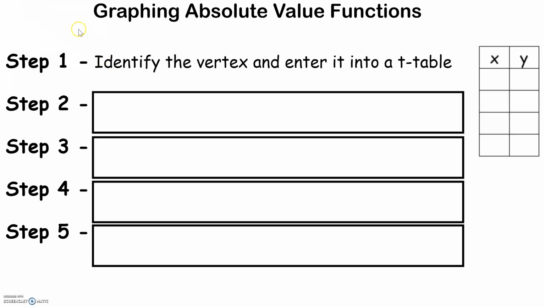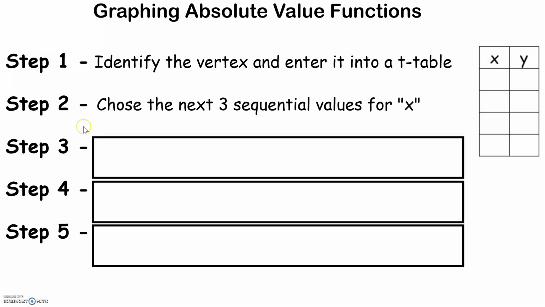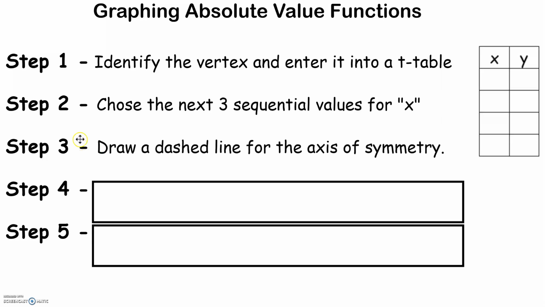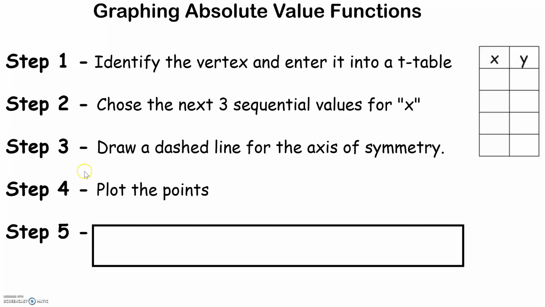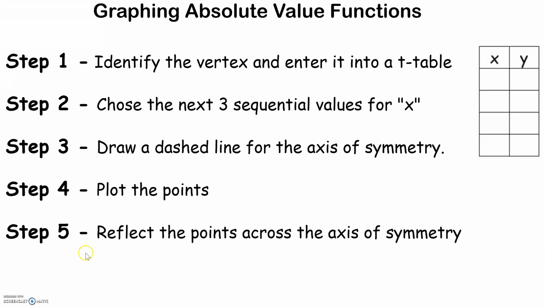The first step is to identify the vertex from the function and enter it into the t-table. Then you're going to choose the next 3 sequential, that means in order, values for x. Then you're going to draw a dashed line for the axis of symmetry. That's that middle line where you can fold it in half. You're going to plot all the points, and you're going to reflect the points across the axis of symmetry. So pause the video if you need more time to write down these notes.